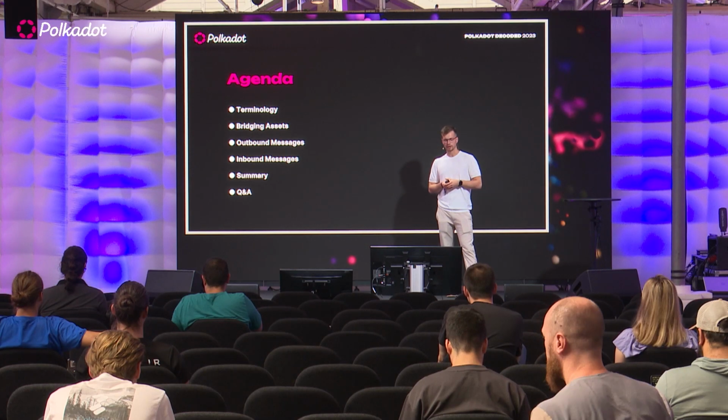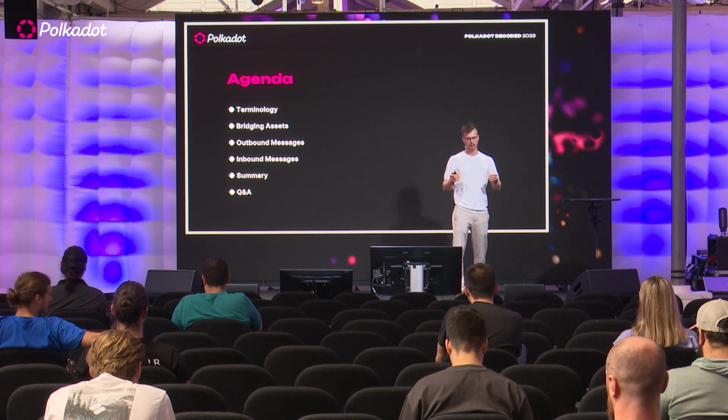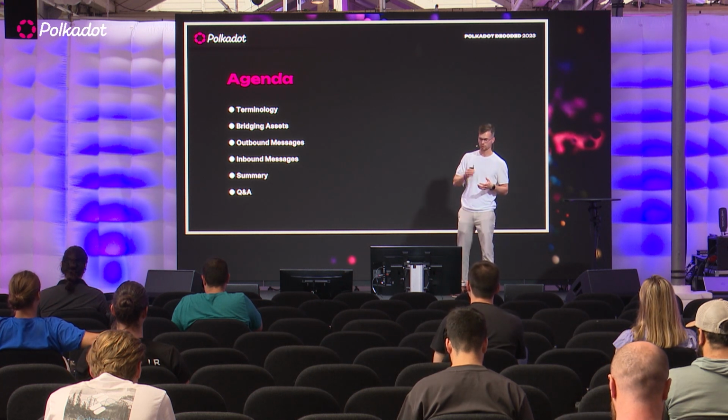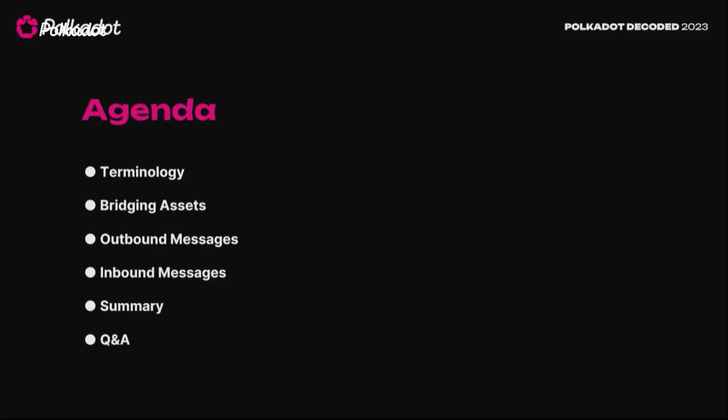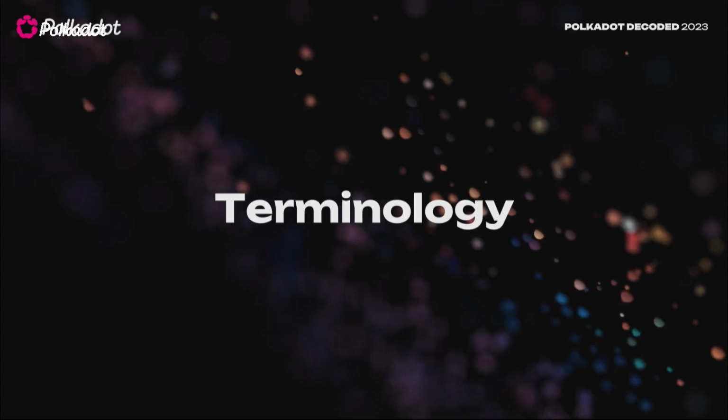And how are we going to demystify those bridges? At first, I will bring some terminology, some key concepts of bridges. Then we will talk about bridging assets as the use case that we'll have. Then we will talk about the first part of bridging assets, that is sending messages to the destination chain via the bridge. Then we will talk about how the messages are executed, are processed on that destination part. Then we'll have a short summary and maybe some time for a Q&A session.